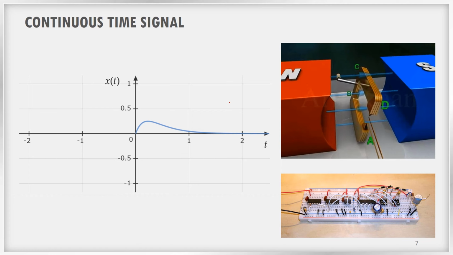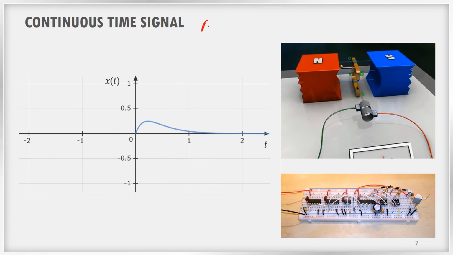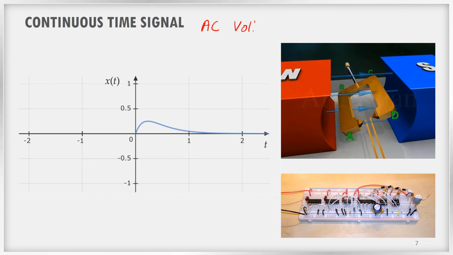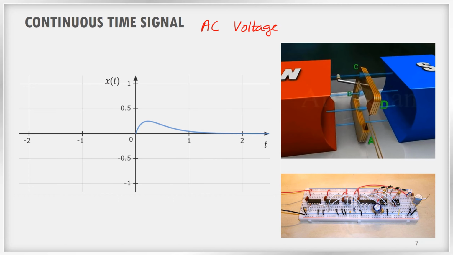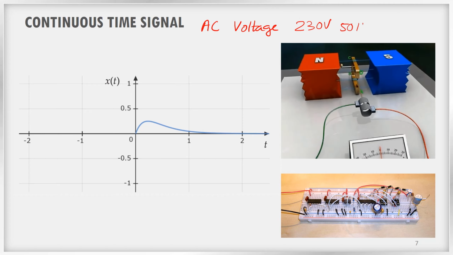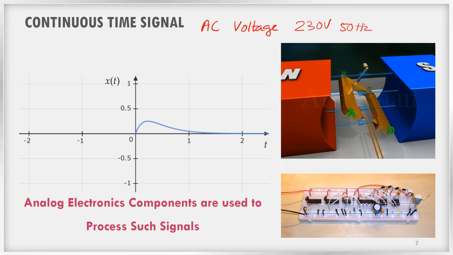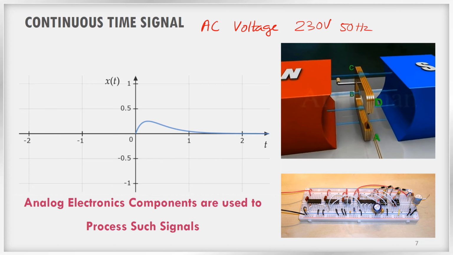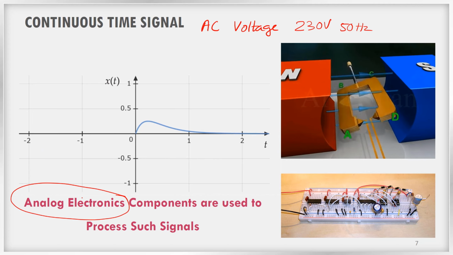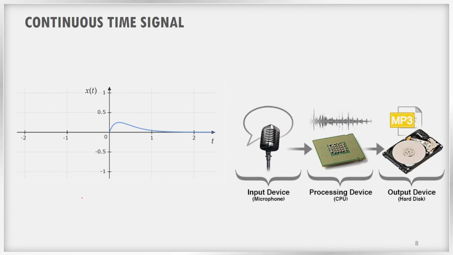Now, what are some examples of continuous time signals? The best example is the AC voltage which is coming to your home from the power generating stations. It is at 230 volt and 50 hertz, right? So this is the best example of a continuous time signal. These continuous time signals are processed using analog electronic components like resistors, capacitors, inductors, etc. Now, so far so good.